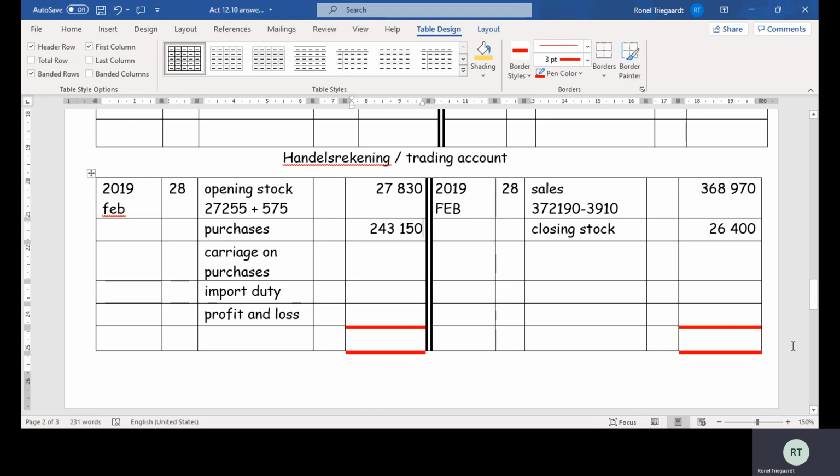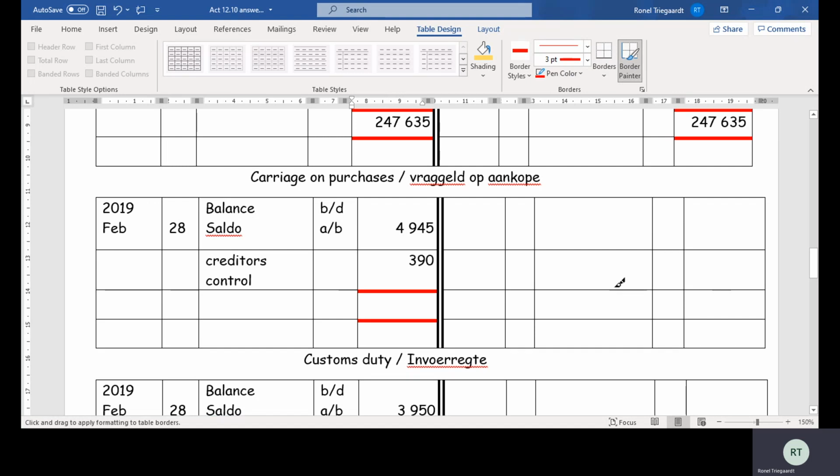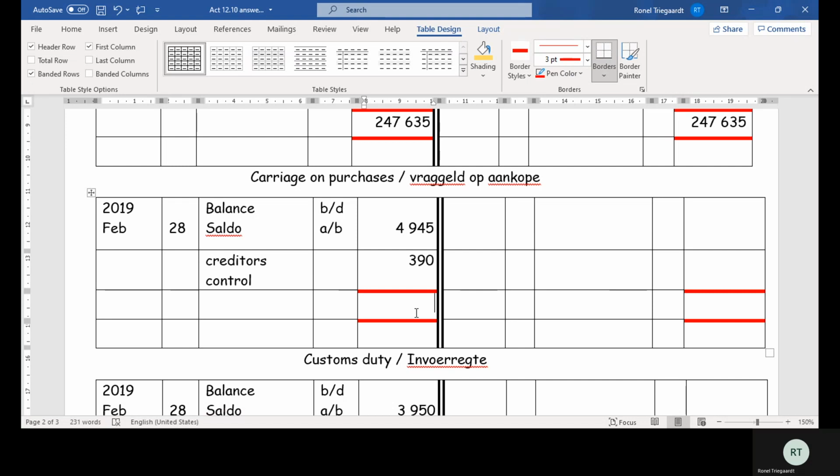Carriage on purchases, I know you had to do the account. There's the account, it must be closed off at the end of the year. Draw your total blocks. This is 4945, I don't want to add up. 5335, is that right? Same amount on the opposite side.